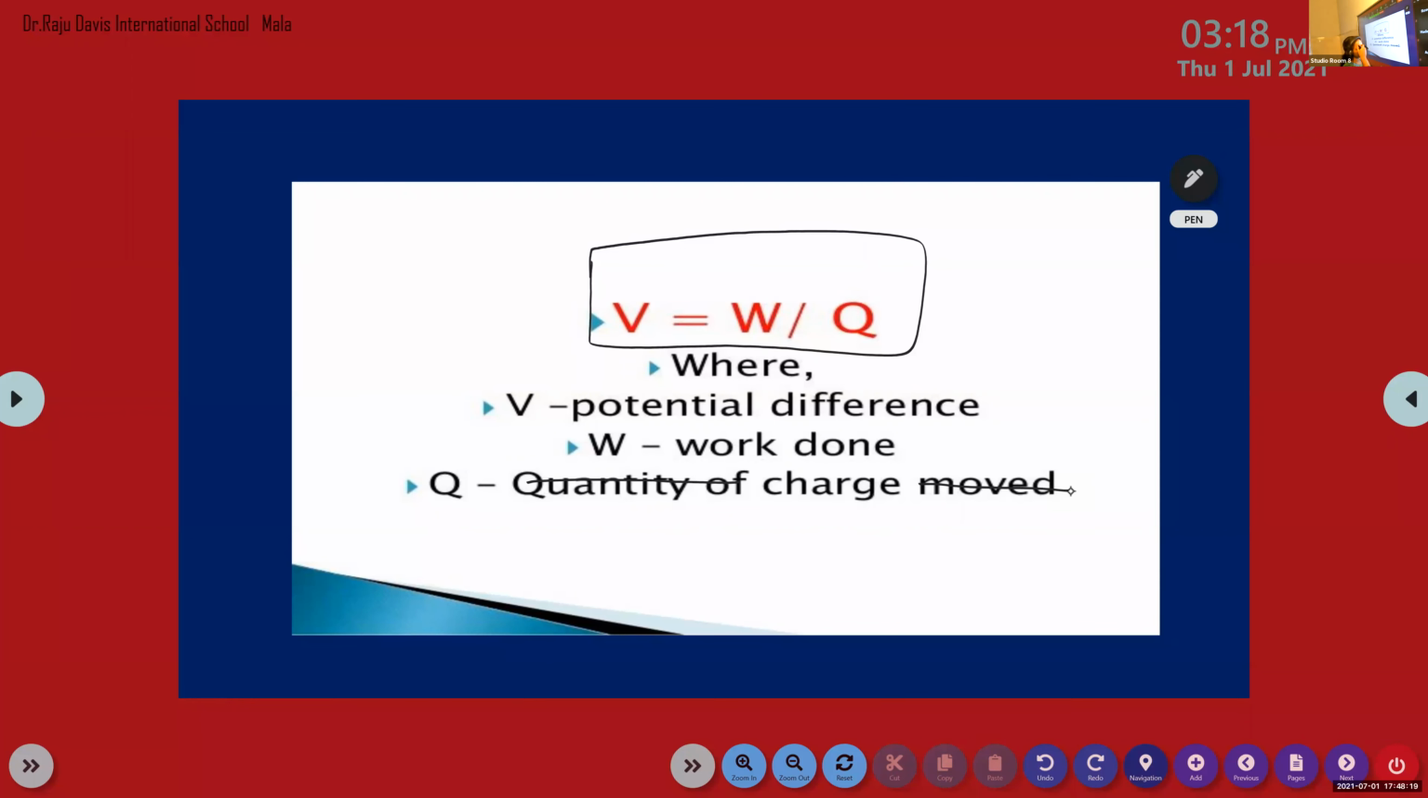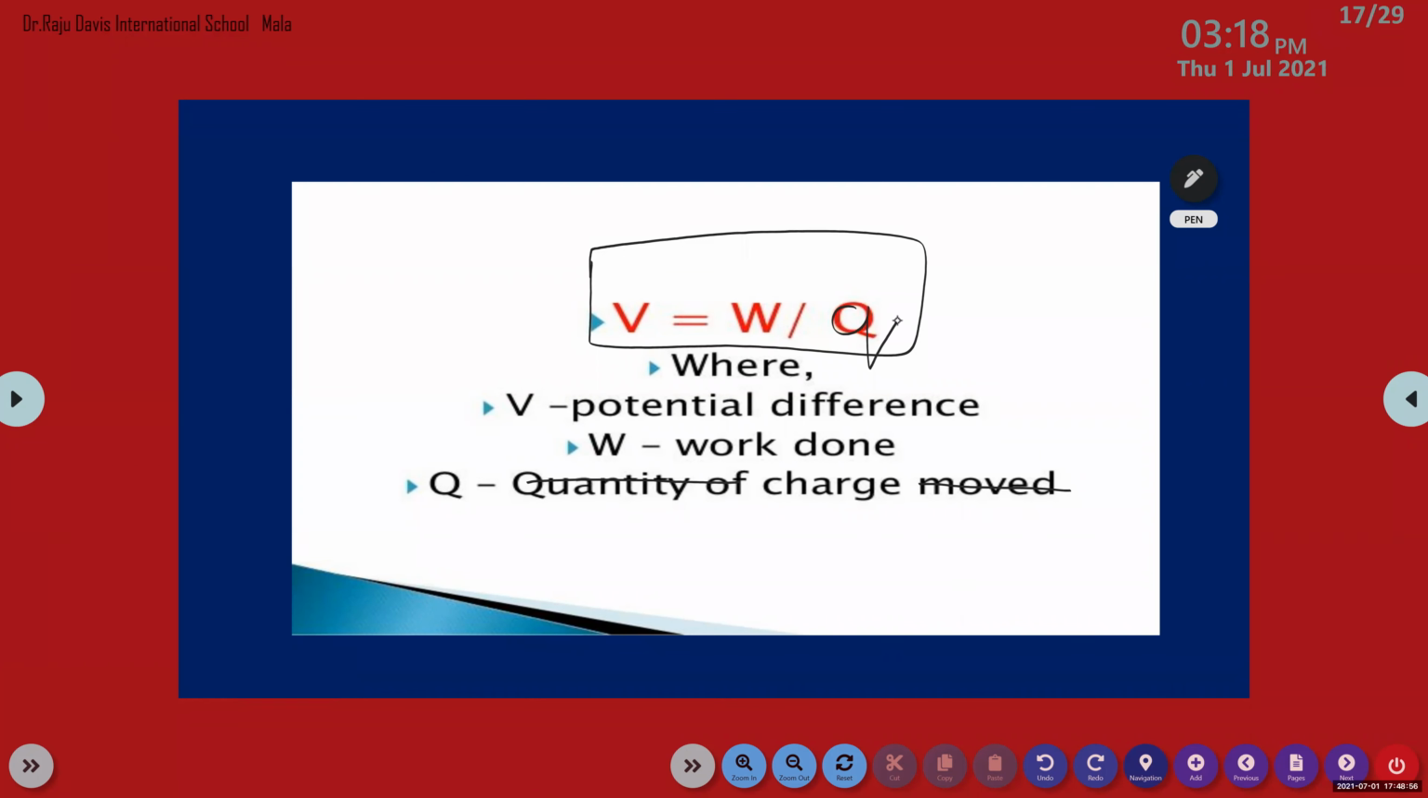What is the equation for calculating voltage? V is equal to W by Q, and the voltage or the potential difference is represented using the letter V. Now we can derive the dimensional unit for potential difference. All of you may please switch on your videos. What is Q? Q is charge, the small letter q. V is equal to W by Q, where W is the work done and Q is the charge.